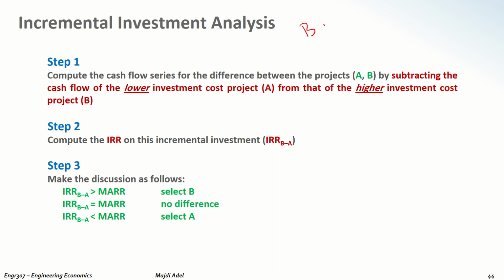And we choose B minus A if the first transaction of B minus A is less than 0, meaning negative. We subtract the lowest investment from the highest investment. Then we calculate the internal rate of return for the incremental cash flow. Then we use this to make a decision.